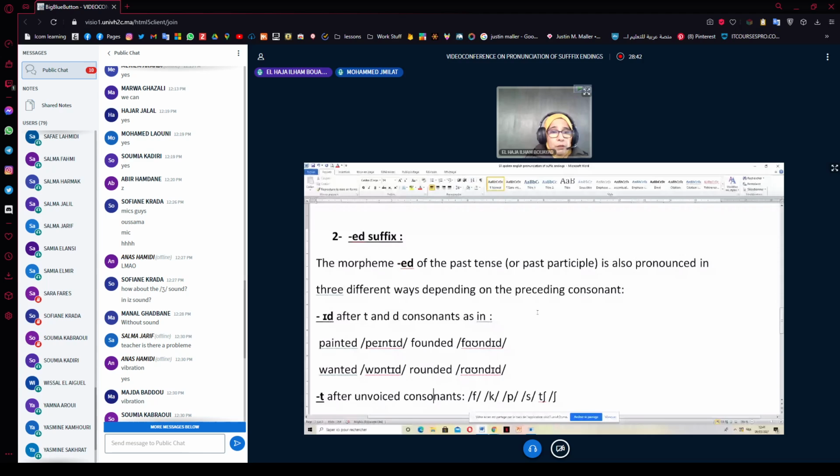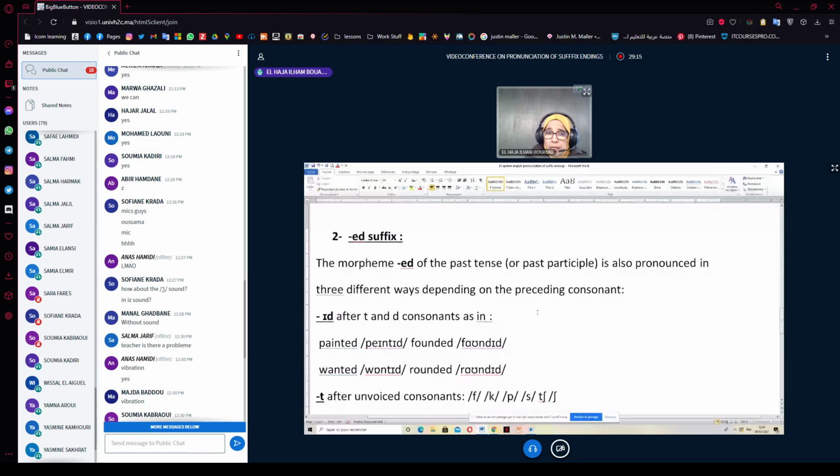the regular verbs. So the morpheme ED of the past, of course, has three different pronunciations. So here, when I talk about the morpheme ED of the simple past of regular verbs, you might find also this ED in the past participle. When I say, I have worked, here worked is a participle, and this participle takes the ED.